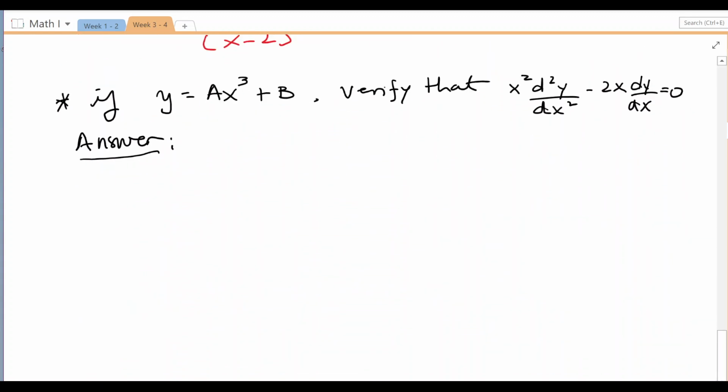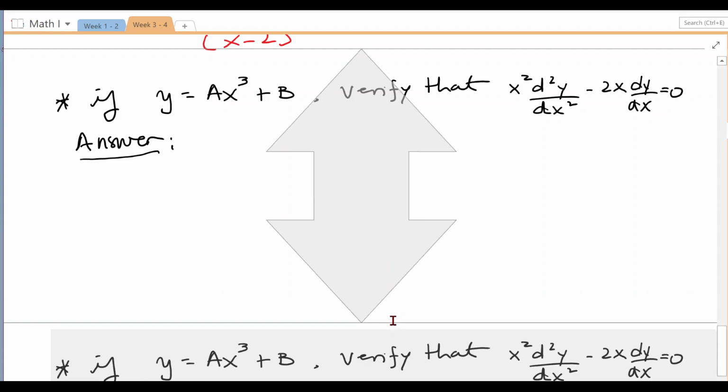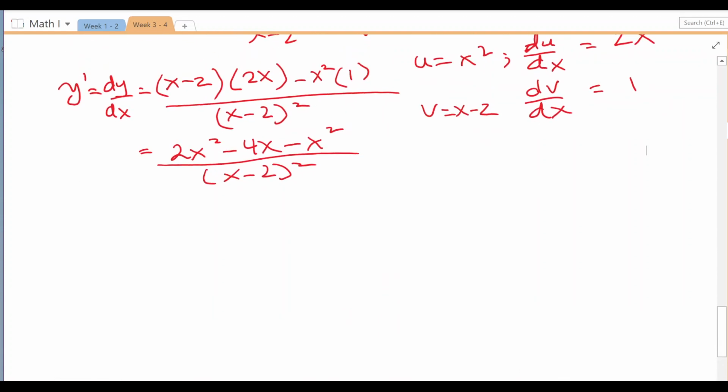Let me make some room. In this case it can also be simplified to x squared minus 4x over x minus 2 squared, and this, x squared minus 4x over x minus 2 squared, is the first derivative.